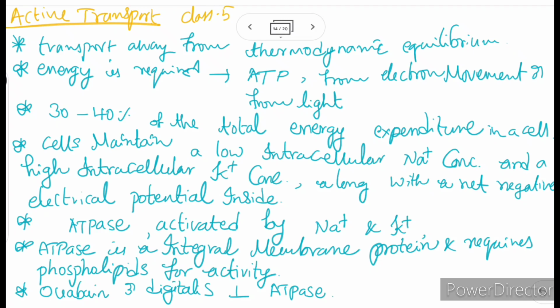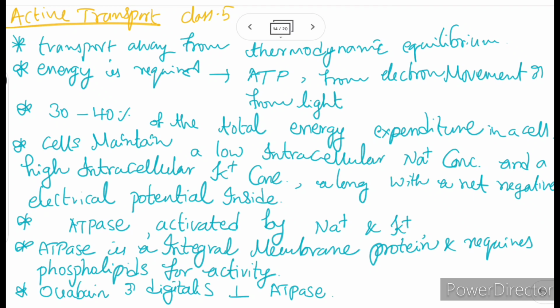How is ATP synthesized? This ATP is synthesized by electron movement or from light. So through electron movement, ATP is synthesized. This ATP is required for active transport.